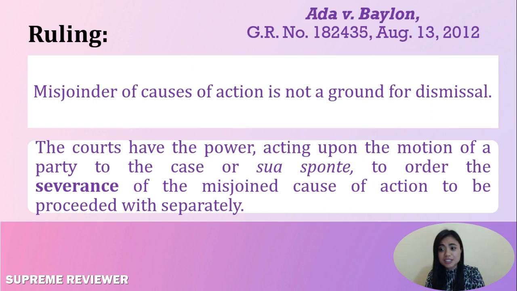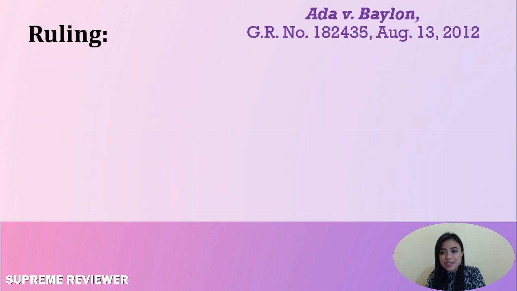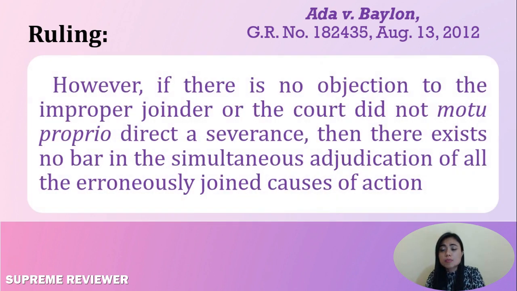Misjoinder of causes of action is again not a ground for dismissal. Indeed, the courts have the power, acting upon the motion of a party to the case or sua sponte or on its own initiative, to order the severance of the misjoined cause of action to be proceeded with separately. However, if there is no objection to the improper joinder or the court did not motu proprio direct a severance, then there exists no bar in the simultaneous adjudication of all the erroneously joined causes of action.